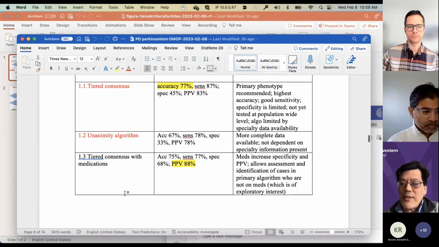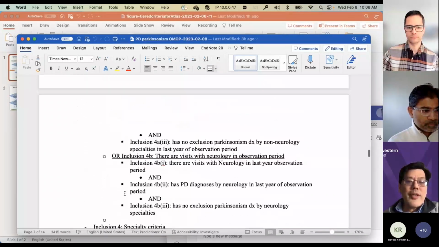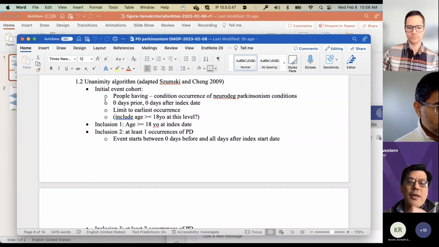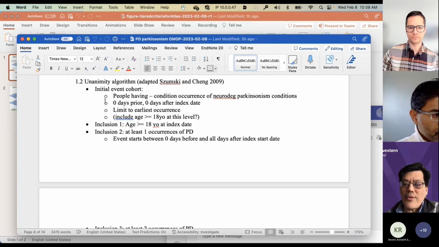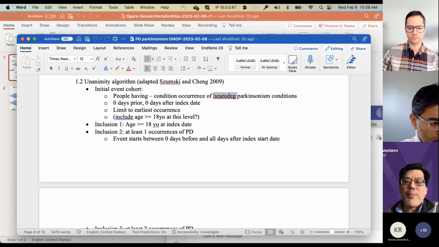Okay, hearing none, I'm going to dive into the details. So I'll start with the unanimity one, which is easier. So the unanimity one, 2009. The initial event cohort was adapted from Ryan's implementation from last year. I have redone the concept sets so that I think they are more reflective and more accurate to what we want. So the initial event cohort is people having a pretty broad, and it's actually not even neurodegenerative Parkinson, it's now just Parkinsonism condition. So it's pretty broad, finding the earliest occurrence.